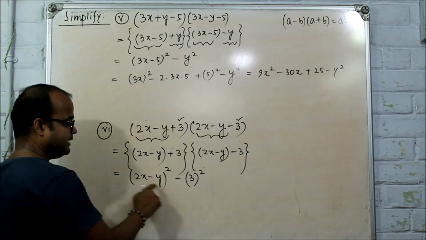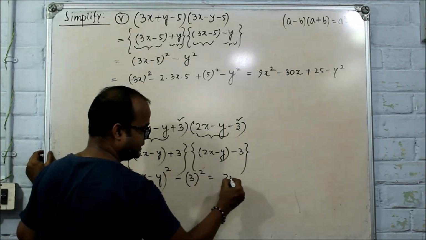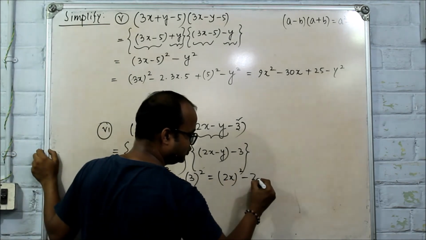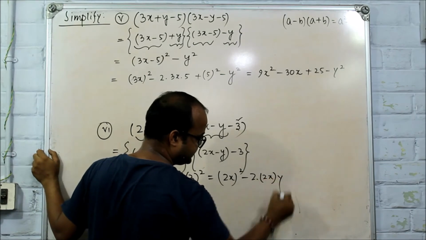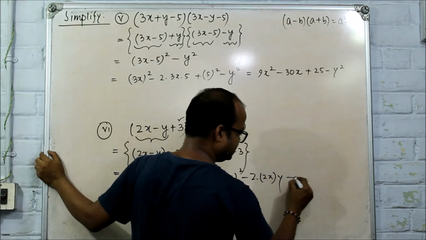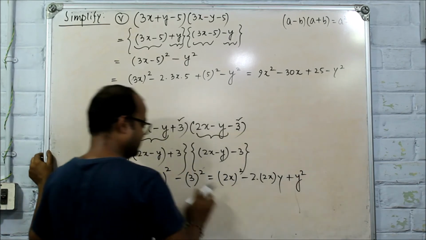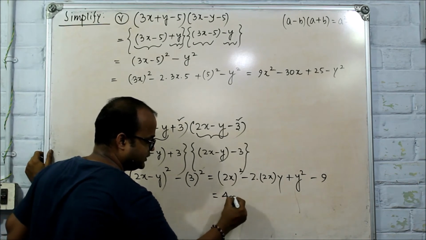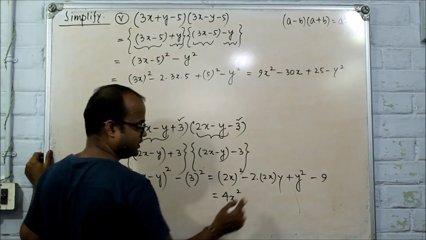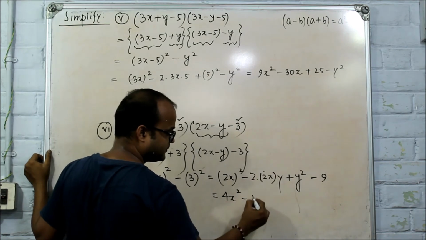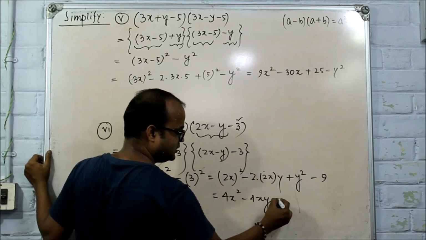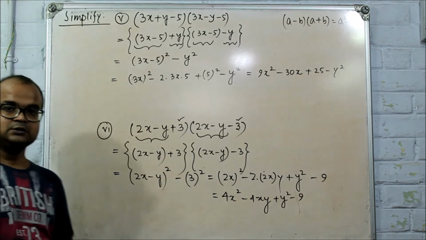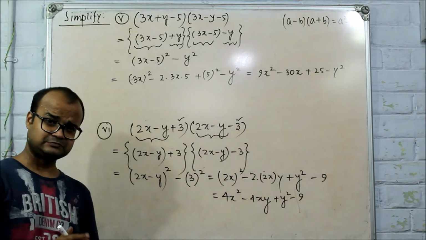Now apply the formula of a minus b whole square. So this is equal to a square minus 2ab, that is 2 into 2x into y, plus b square, so plus y square, minus 3 square means minus 9. Now if we simplify the terms, it is equal to 4x square, 2x square means 4x square, minus 4xy plus y square minus 9. I hope it is clear to you.